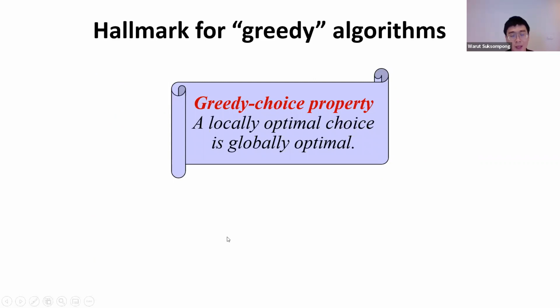So the property here is that a locally optimal choice is also globally optimal, right? Just like in the fractional knapsack, we can remove the item with the highest value per weight, or in the maximum weight problem, we just choose an item with the maximum weight and then look at the remaining problem.